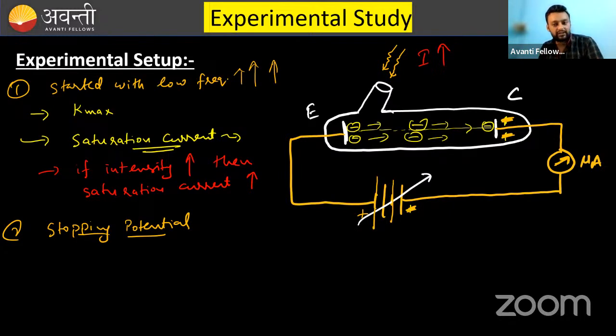So what is the stopping potential? The minimum negative potential of the collector at which the fastest electrons just fail to reach the collector. This is a very difficult definition to remember. These are the electrons moving towards the collector. If I apply negative potential at the collector, then it will oppose the motion of electrons. So the minimum value of potential at the collector at which the fastest electron is not able to reach the collector is called stopping potential.